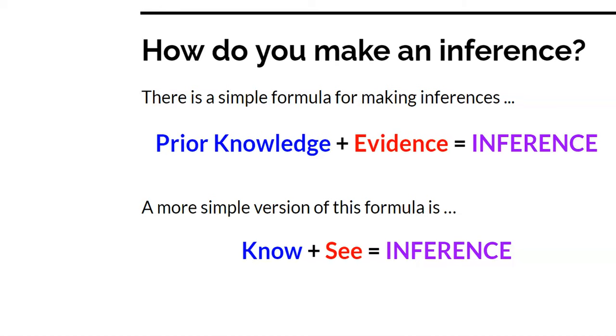Okay, so another more simple version of the formula is know plus see equals an inference. So, what do you know, and then what are you seeing? And then that helps you to make an educated guess.